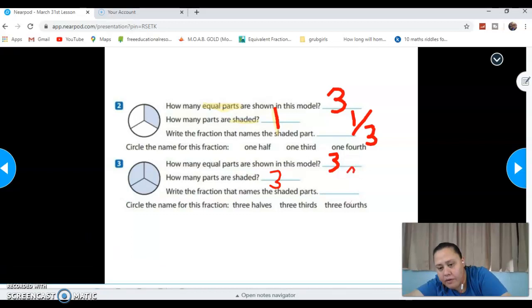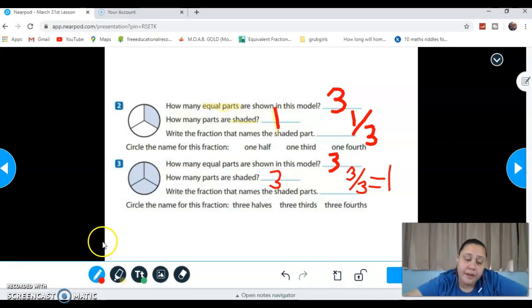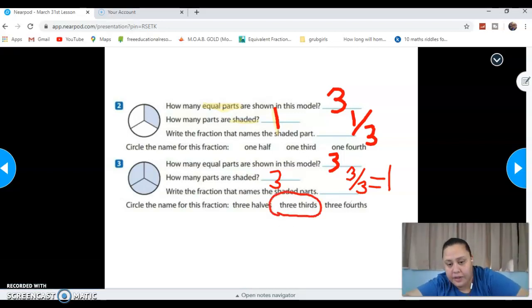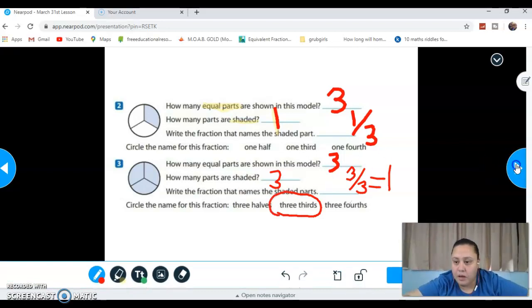So we have 3/3, or equals 1. Okay, the next question I want you to look at is circle the name. So now the names don't change. You just have to know that the denominator is still the number of parts. Well, there are 3. So we know that you don't call this 3/3 because it is fractions. We're dealing with thirds. And the top number, you say how many shaded? Well, there are 3/3. So it is 3/3. All right.